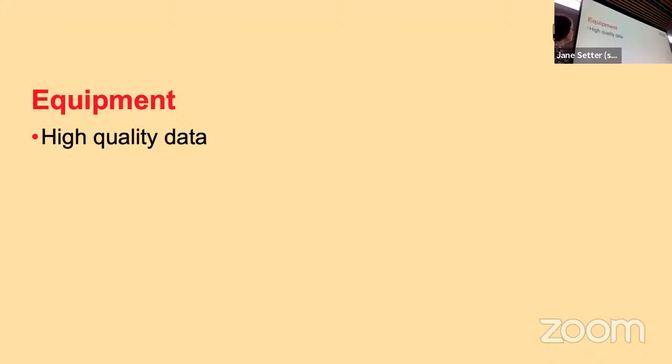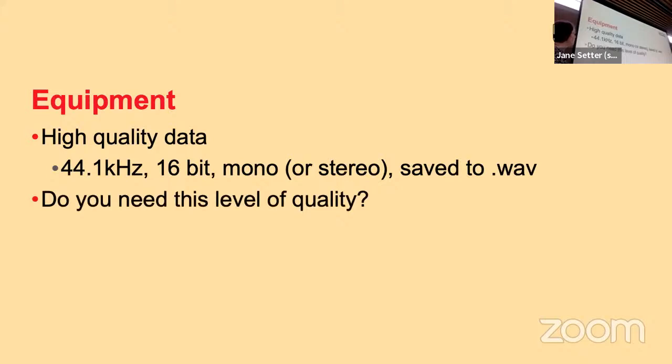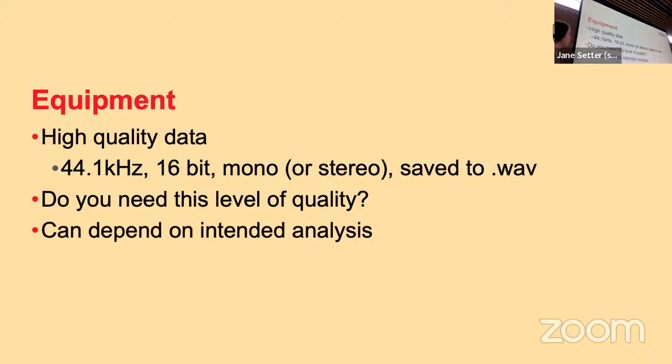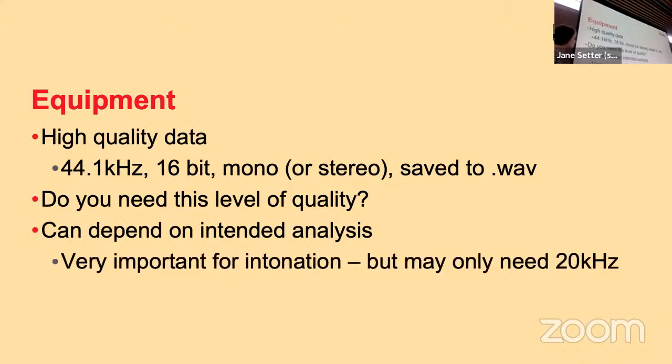So we need high quality data. Now, I was always told to record at this level, but following discussion, do we need this level of quality? It can depend on the intended analysis, what it is you're intending to look at. So maybe for prosody research, we don't need it recorded at this higher level. It's important for intonation, but you might only need 20 kilohertz rather than 44.1, for example. And I was always told to record mono, but there are stereo recordings out there, and you may want to have one person on one channel and one person on the other. So you need to think about what suits your research.